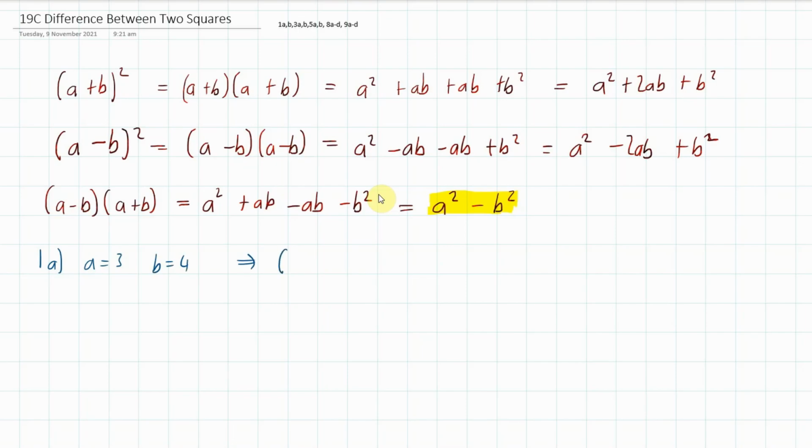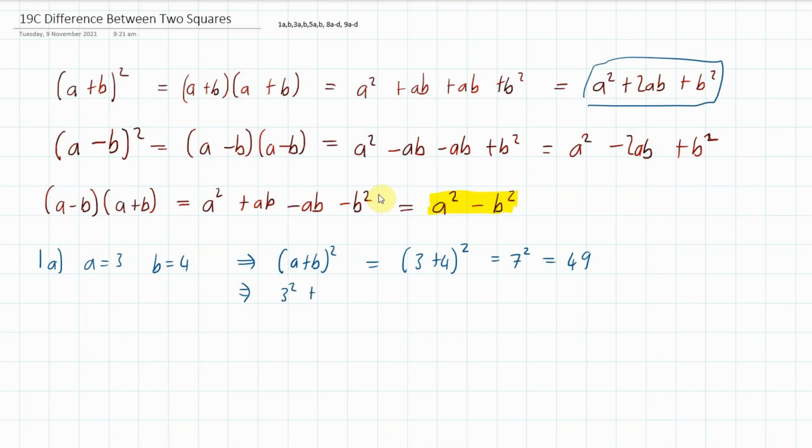If we're going to go (a + b) squared, in this case it would be (3 + 4) all squared, which is 7 squared, which is 49. And we could also write it as, what have we found up here, this bit here. So we could pop that in and we could go, alright, a squared, which is 3 squared, plus 2 times a, which is 3, times b, which is 4, and then plus 4 squared. Now let's work that out. We get 9. 2 times 3 is 6, times 4 is 24, plus 24.